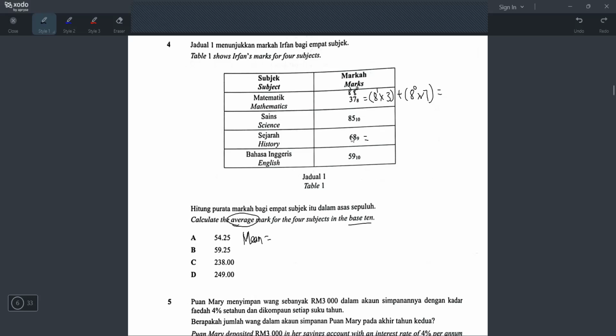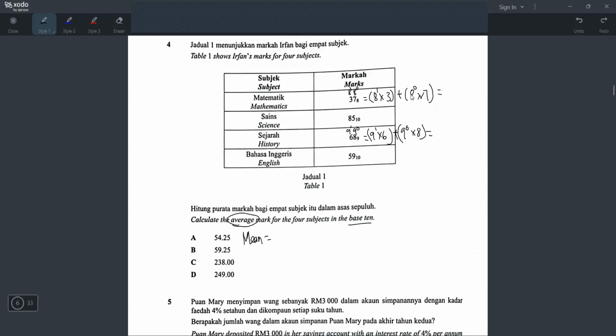Then what about this one? This one is 68 base 9. So the place value will be 9 power 0, 9 power 1. Always write from the back first, and it's always power 0. So it will be 9 power 1 times 6, and then 9 power 0 times 8. And then plus them together, and then you will get base 10.